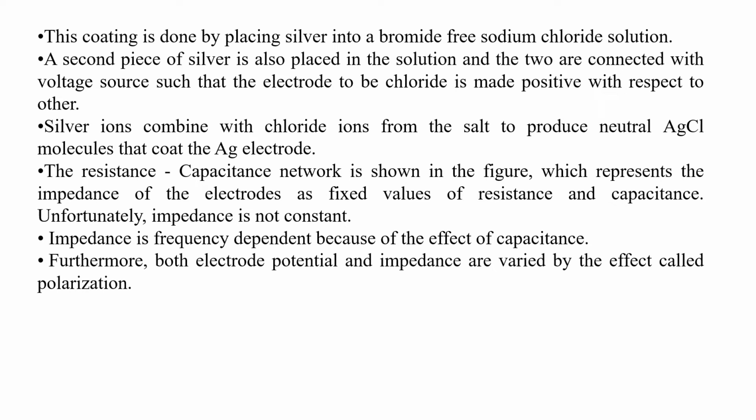Now we will look into how the coating is done for the electrode. This coating is done by placing a silver piece into a bromide-free sodium chloride solution, and a second piece of silver is placed in the solution, and the two are connected with a voltage source in such a way that the electrode to be chloridized is made positive with respect to the other. Then the silver ion combines with the chloride ion to form the salt, producing the neutral AgCl molecule that coats the Ag electrode.